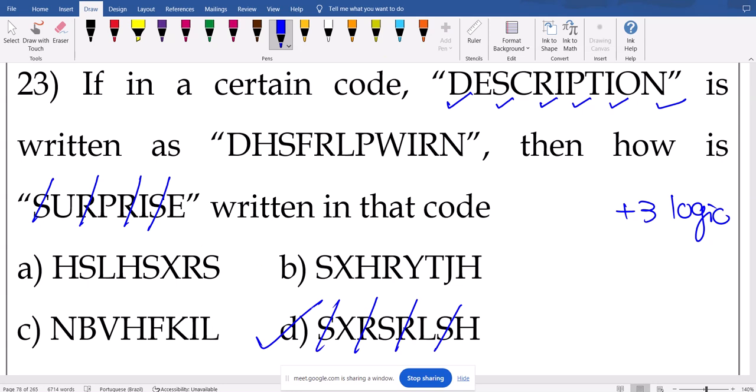Alternate letters they kept the same. For the remaining, they did plus 3 logic. Alternate letters kept as it is, remaining plus 3 logic. E plus 3 is H, C plus 3 is F, I plus 3 is L, O plus 3 is R, and likewise plus 3 logic for the rest of the letters. Okay.